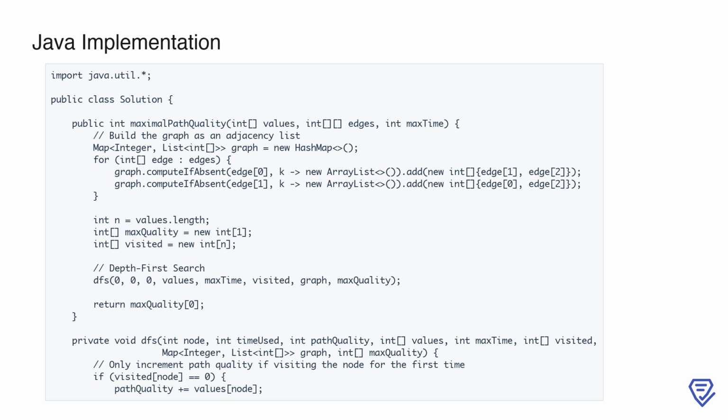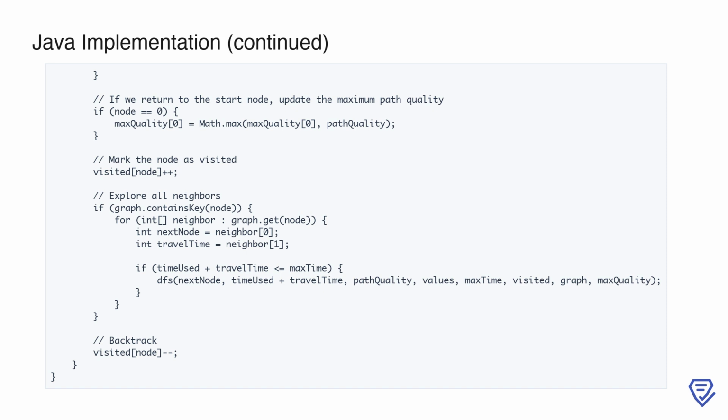Inside the DFS method, we increment the path quality only if we're visiting the node for the first time, as indicated by the visited array. If the current node is the start node, which is node 0, we check if the current path quality is greater than the maximum path quality we've encountered so far. If it is, we update max quality accordingly. This ensures that we always retain the highest path quality achieved during valid paths. We then mark the current node as visited by incrementing its count in the visited array.